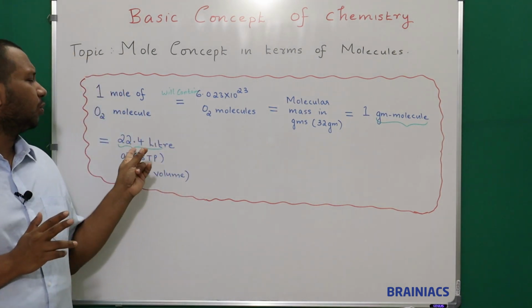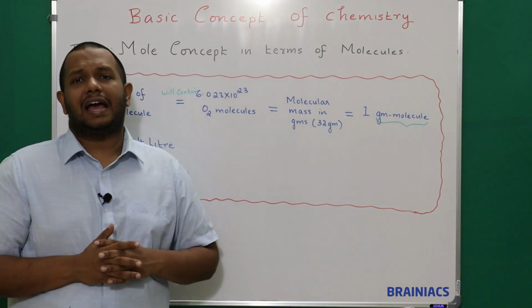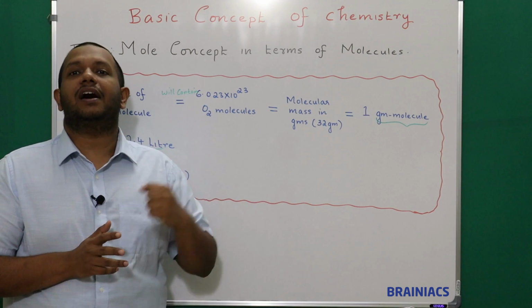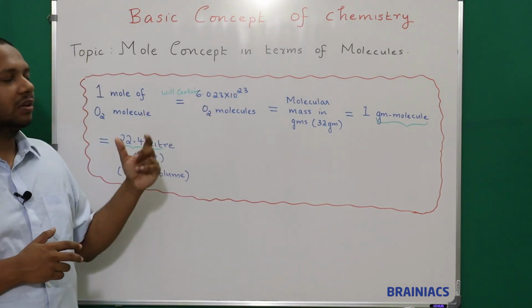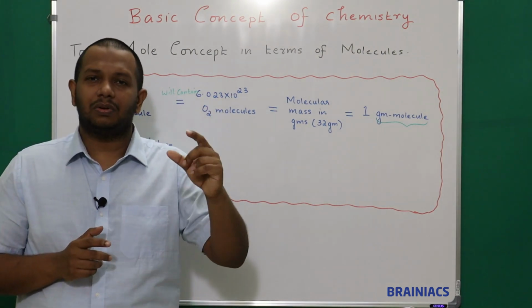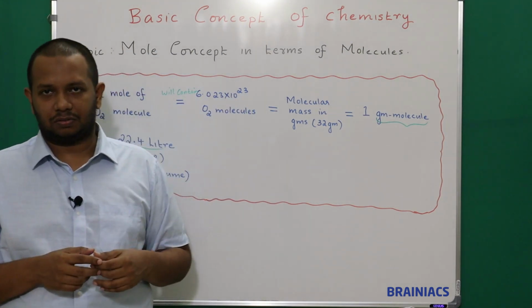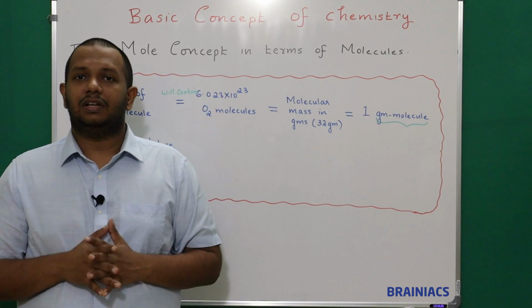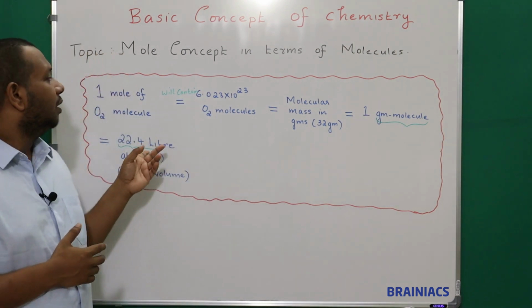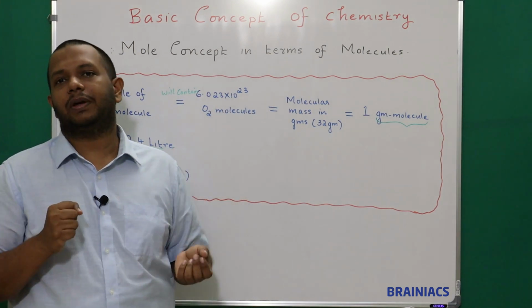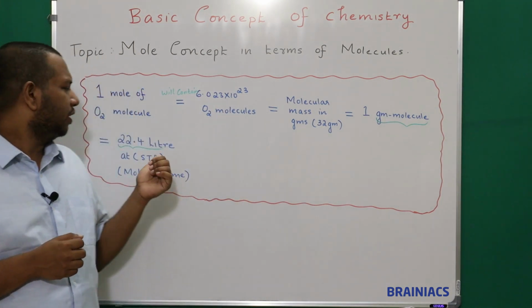Then one doubt will come, sir, why was this volume not there in atoms? Because most of the atoms will never exist as gas. Atoms combine together to form molecules, and they will mainly be in what form? Gaseous form. Oxygen is in gaseous form, nitrogen, hydrogen. So that's why we are also saying what is the volume, how much volume 1 mole of that substance will occupy. And you can ask here, sir, why is STP there?